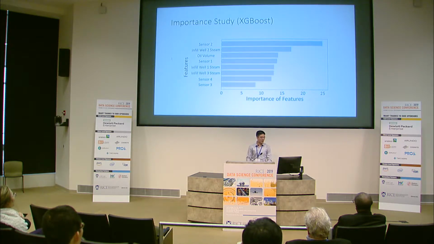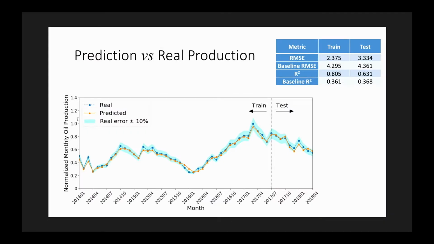After this, here is the result. Here is a 1 month model, just as an example. The x-axis is time, in months from 2014 to 2018, and the y-axis is the normalized monthly oil production. The blue dashed line is the real oil production, and the orange one is the predicted result. The band is a relative error within plus or minus 10%.